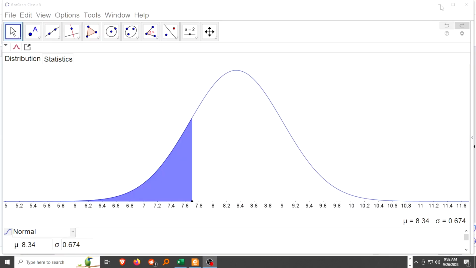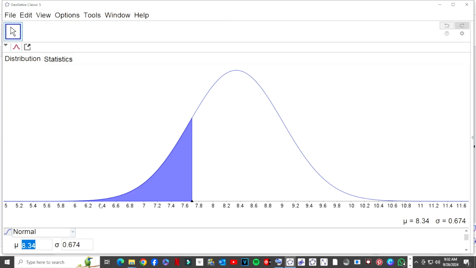Now let's consider the shape of our distribution. In the first scenario, we had worked out the mean to be 8.34. That's what we put here. And the standard deviation to be 0.674. And this is a normal distribution.